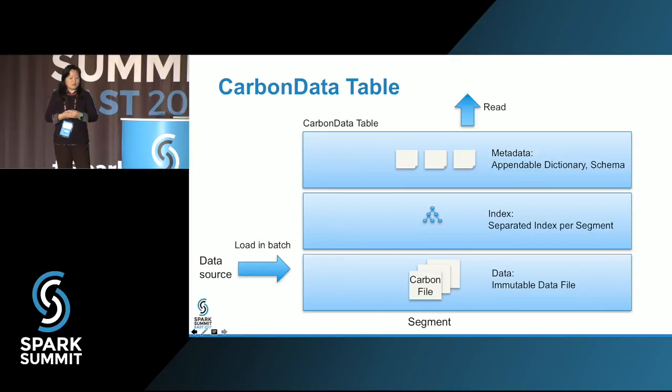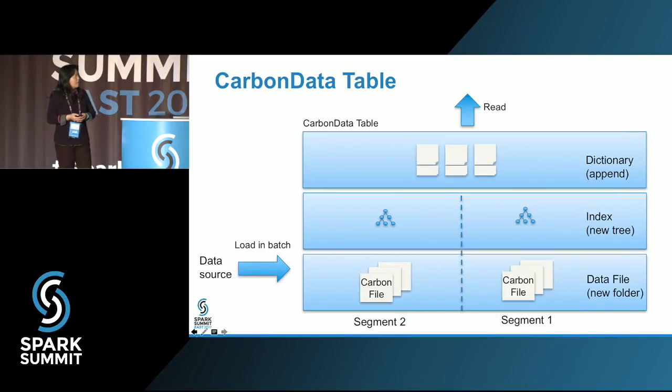So as you can see, a carbon table is formed with segment directories, and for any subsequent data loading, the same process will repeat. A new segment will be created to hold the data as well as the index for this segment, and if we find any new values, we are going to append them to update the dictionary.